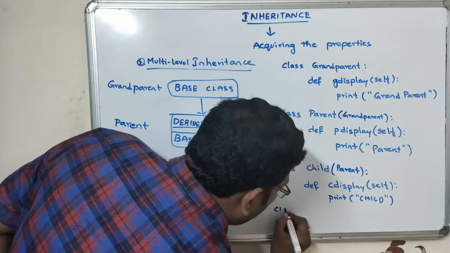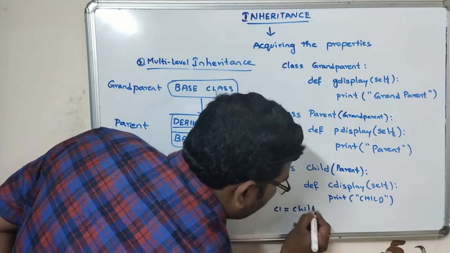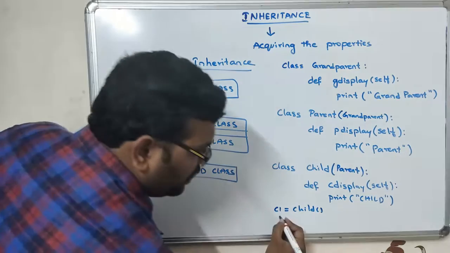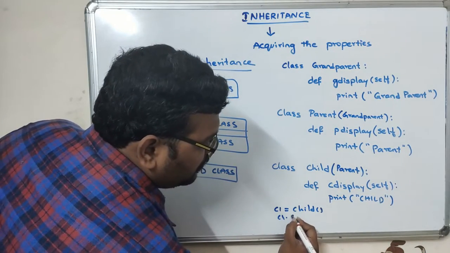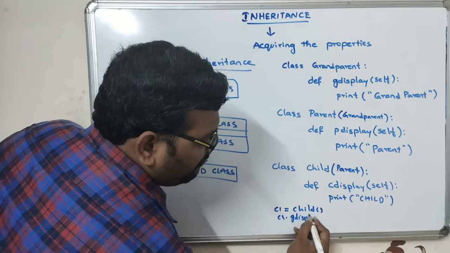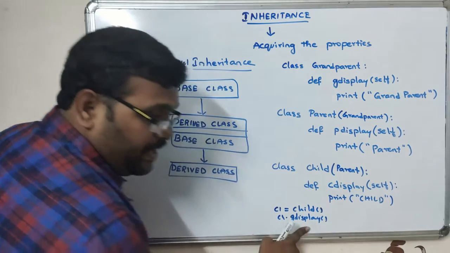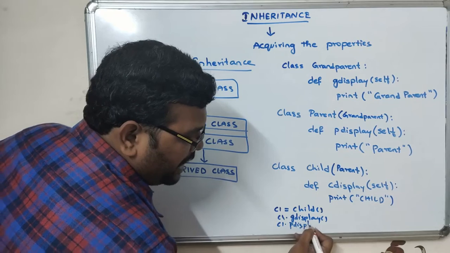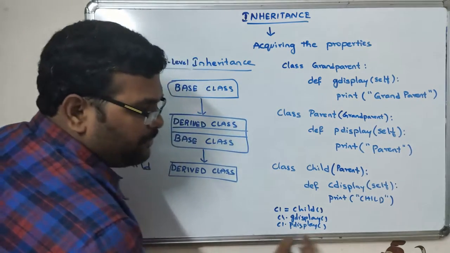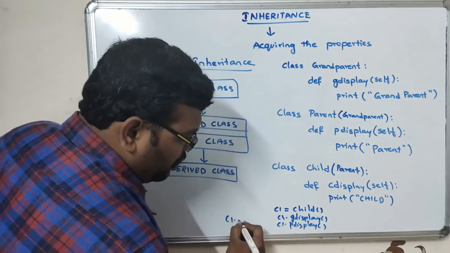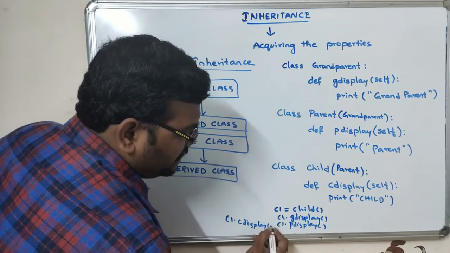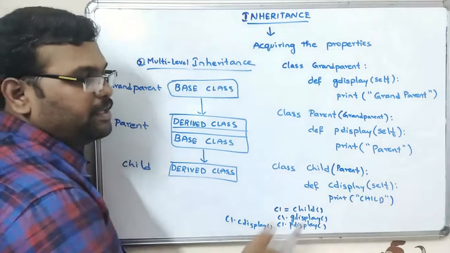So we can create an object. C1 is equal to child. So C1 is an object. We can write C1 dot g display, so it can access the grandparent display function. C1 dot p display can access the parent display function. Similarly, C1 dot c display can access the child display method.